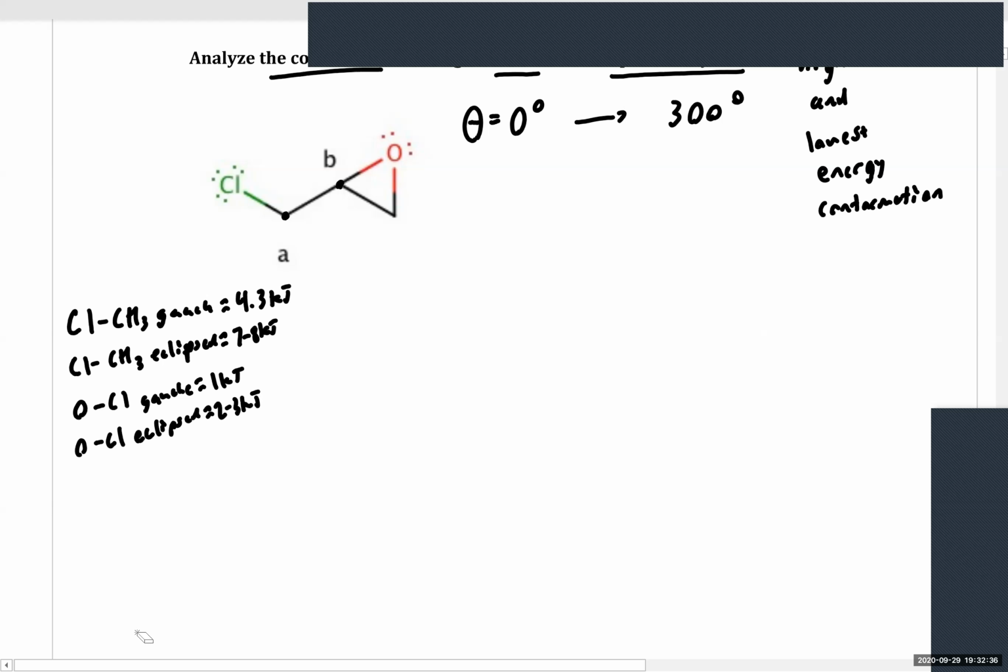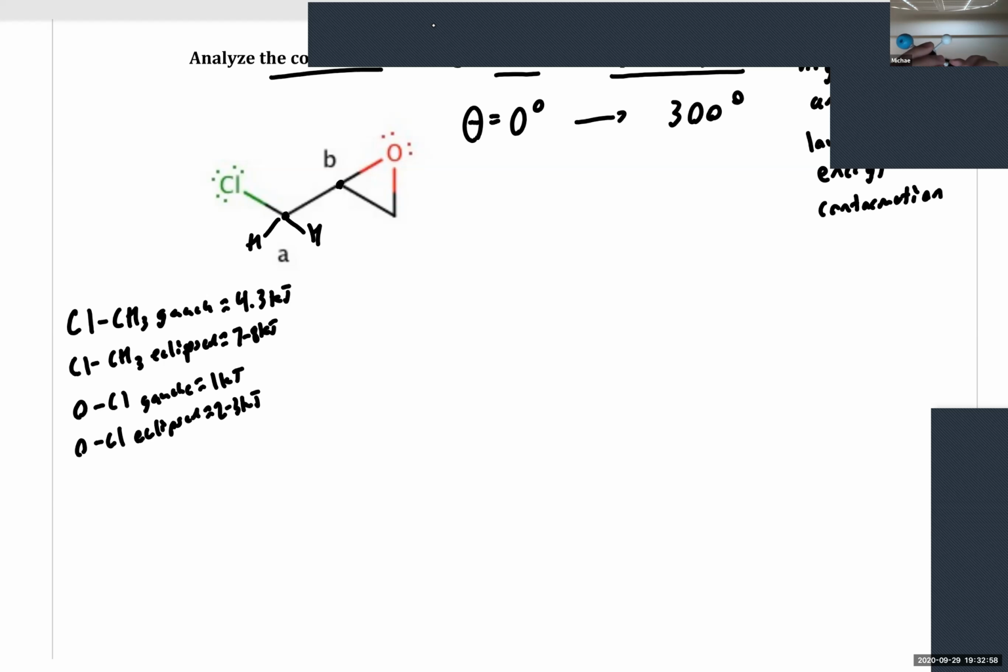You could identify staggered and eclipsed conformations. You could draw Newman projections. And most importantly, you're able to calculate the steric and torsional strain associated with each conformation. So let's look at this example, and I'm going to turn on the camera for this. I'm just going to draw my first draft Newman projection.